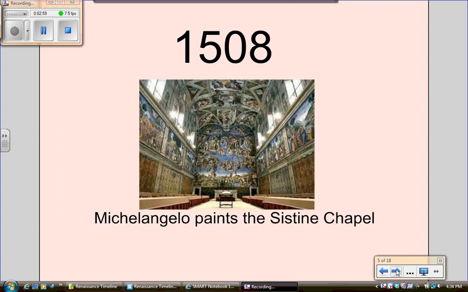In 1508, Michelangelo, the great artist, paints the Sistine Chapel. This is a beginning of a tremendous burst of art that was supported by churches as they attempted to bring the images of the church out of the Dark Ages, and this was celebrated in many of the paintings that decorate to this day many of the churches and cathedrals in Europe.